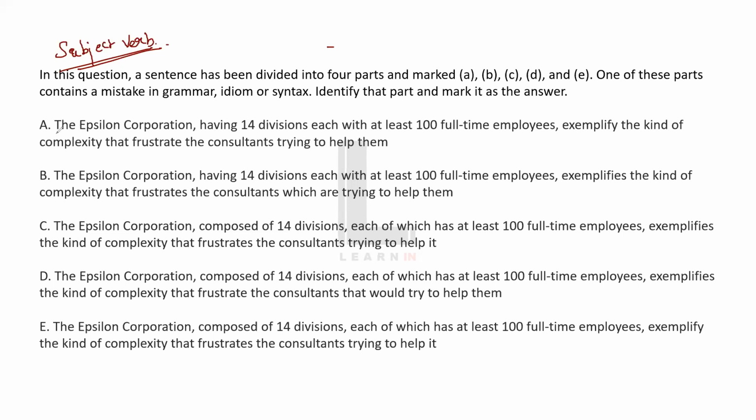Now, the first part, the Epsilon Corporation. This is the subject, right? I have identified the subject. Having 14 divisions, each with at least 100 full-time employees. Okay. This is the second part, but this is not the main part. Whenever you find certain parts of sentences with 2 commas in between, this is the extra part, right? This is a modifier.